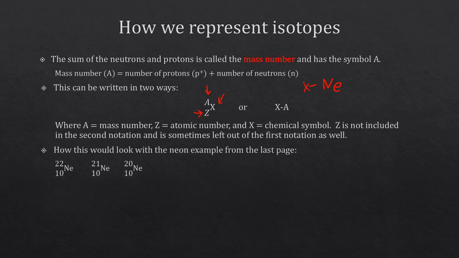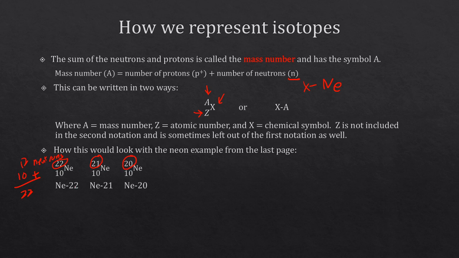So for neon, we said it could have either 10, 11, or 12 neutrons. So if we do that with 12 neutrons, which I'm just going to represent as n from now on, I didn't need to write the whole word. So if we have 12 neutrons, all neon has 10 protons, so 12 plus 10 is 22. So that would give us this number up here of 22. In the 11 neutron case, we have 11 plus 10, that gives us 21. And then in the 10 neutron case, 10 plus 10 gives us 20. So neon-22, 21, or 20.